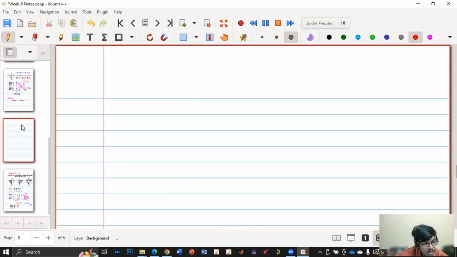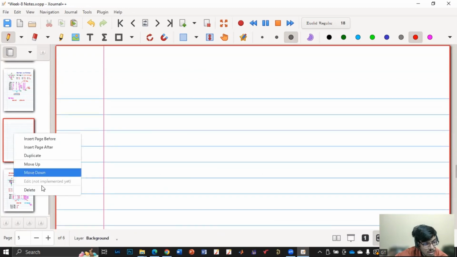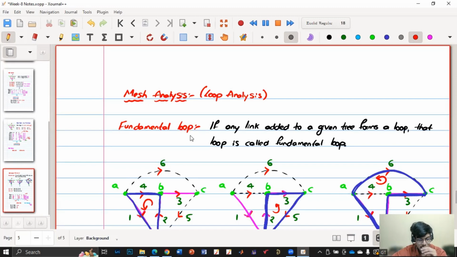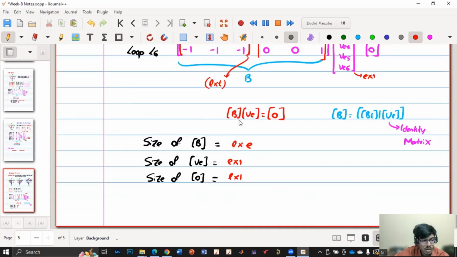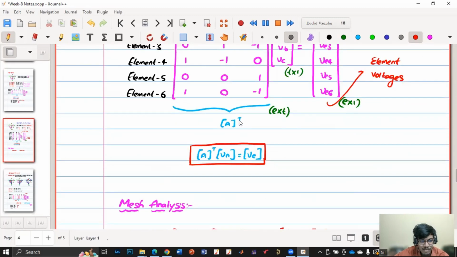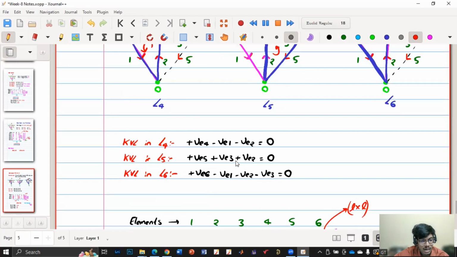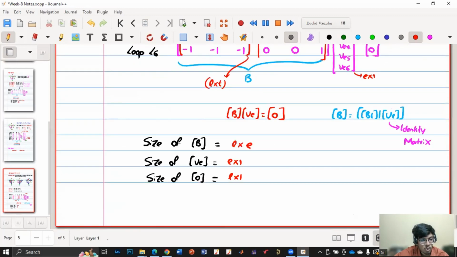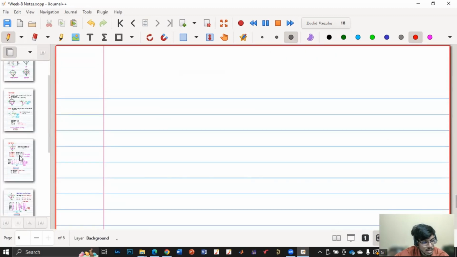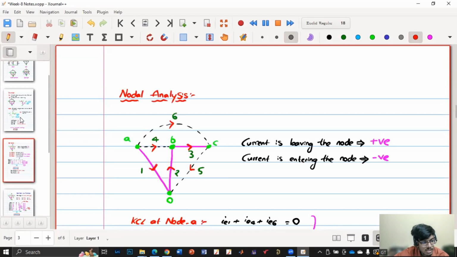I think I have added here. Okay. So in the mesh analysis, we have applied KVL. Now, similar to what we have done here, where we wrote element voltages in terms of node voltages, now we'll be doing element currents in terms of fundamental loop currents. So let me quickly consider this.